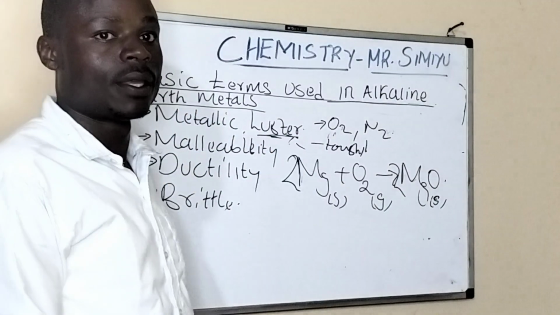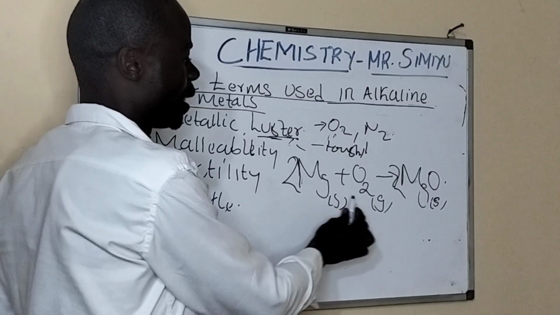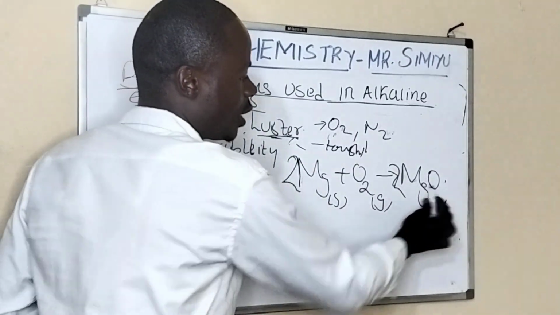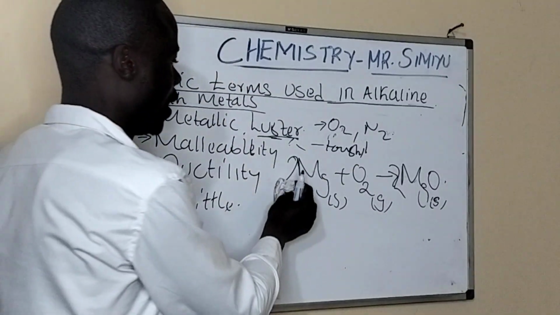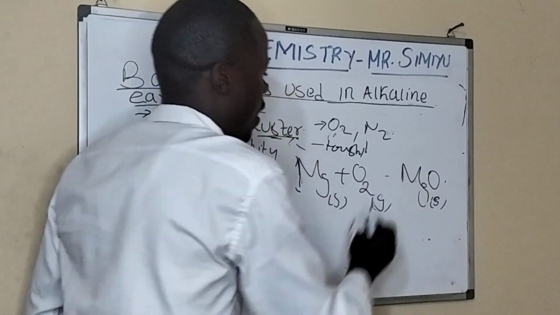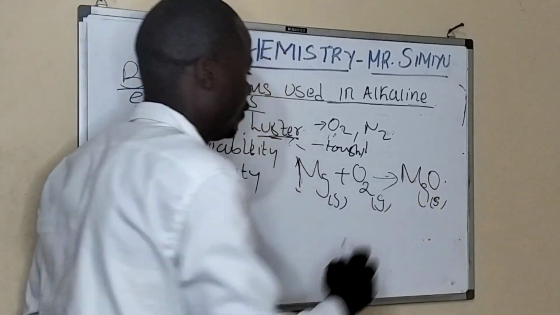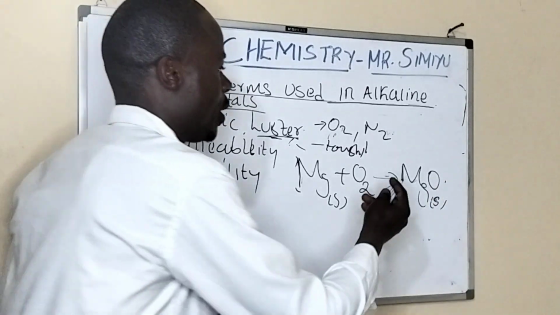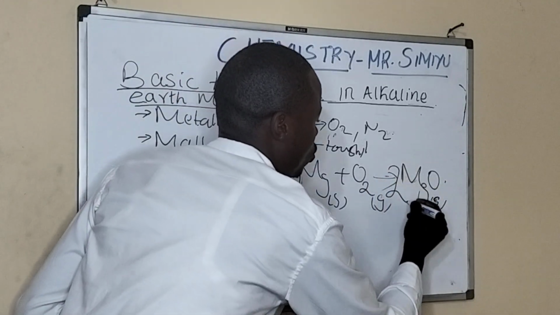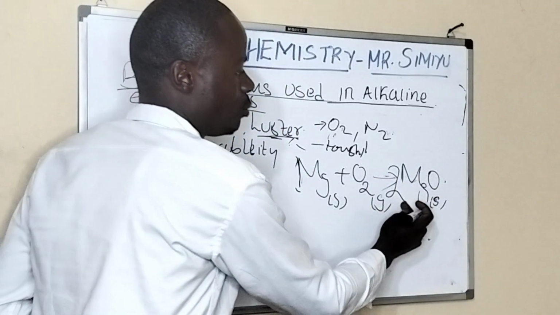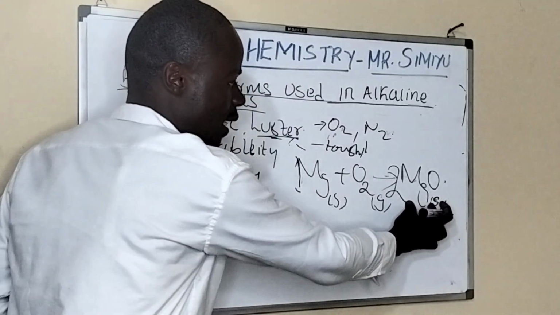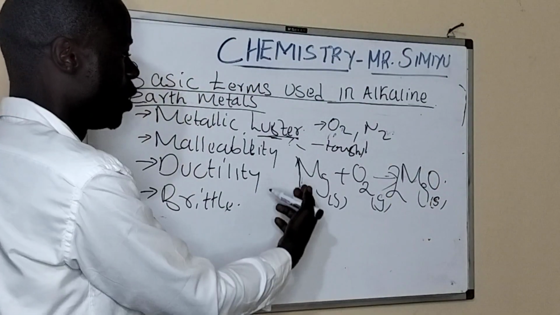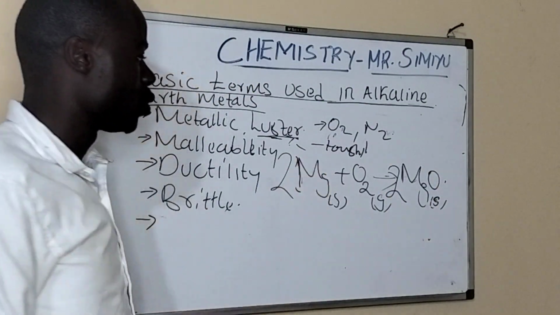Here, when magnesium reacts with oxygen, it forms magnesium oxide. So let's balance the equation first. We have oxygen, these two, we have oxygen 1, so we make magnesium oxide to be 2. Then if you make magnesium oxide 2, on the product side it is 2 magnesium, so we also put 2 here to balance the moles of magnesium.